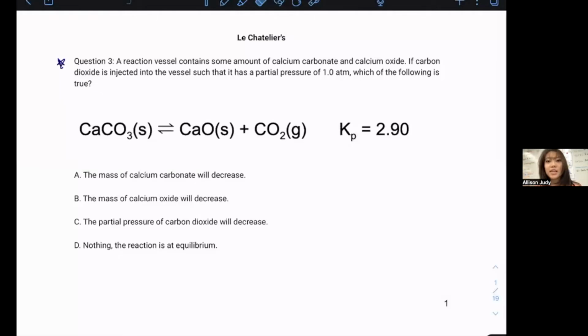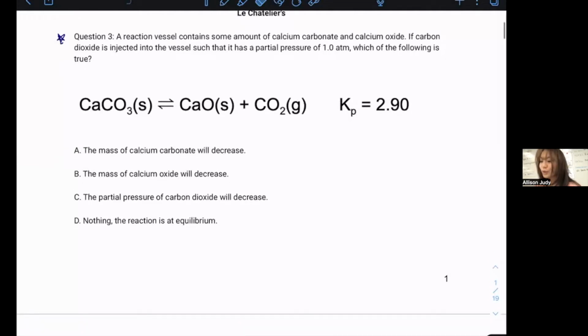Welcome to your Unit 7 AP question walkthrough for Le Chatelier's principle. I have previously introduced in class the concept of equilibrium response. So a reaction that's reversible, that is at equilibrium, how will it respond to any type of stress or change? Le Chatelier's principle allows us to predict the type of response.